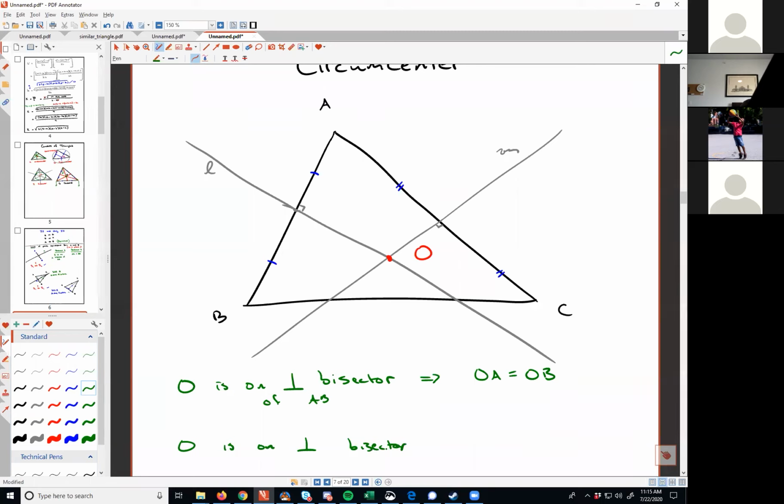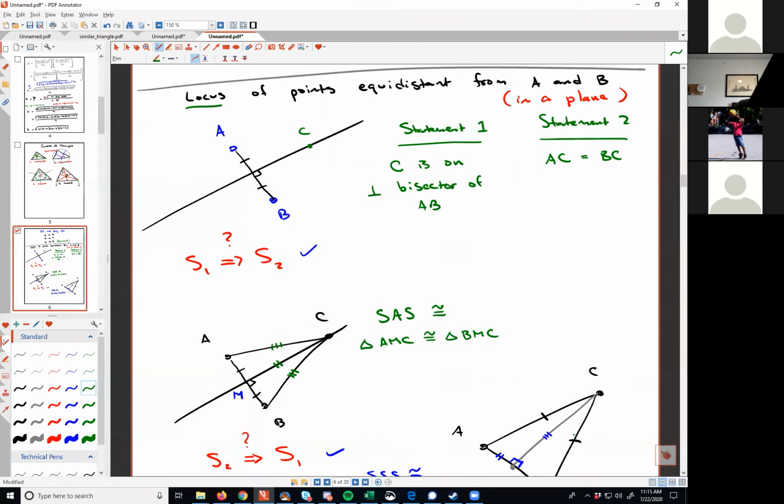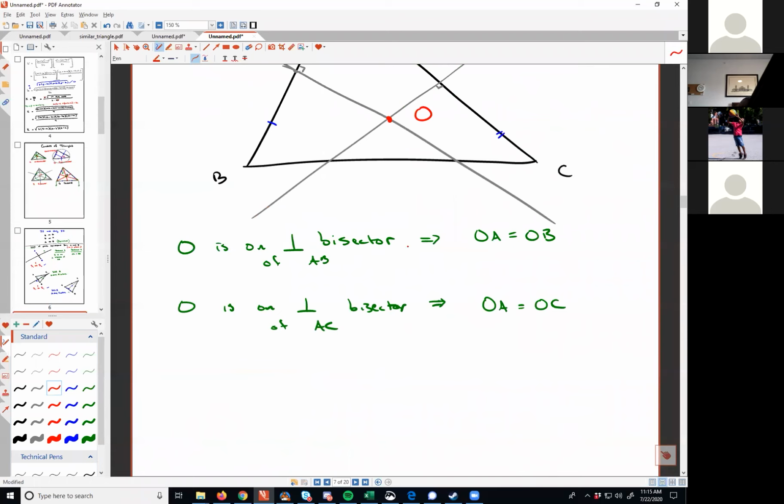Okay, we know that O is on the perpendicular bisector of AB, and O is on the perpendicular bisector of AC. Any point on the perpendicular bisector of AB is equidistant from A and B. Any point on the perpendicular bisector of AC is equidistant from A and C. Now notice, these two statements up here at the top, we are using that statement 1 implies statement 2, both of these.